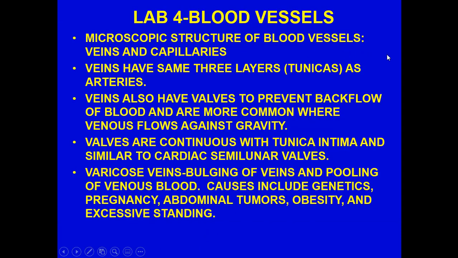Now, in the microscopic structure of blood vessels, veins and capillaries: veins have all three tunicas, as arteries do, as I mentioned. Veins also have valves to prevent backflow of blood and are more common where venous flow is against gravity, such as in the lower limbs. Valves are continuous with the tunica intima and are similar to cardiac semilunar valves. Varicose veins are the bulging of the veins and the pooling of venous blood, usually caused by genetics, pregnancy, abdominal tumors, obesity, and excessive standing.